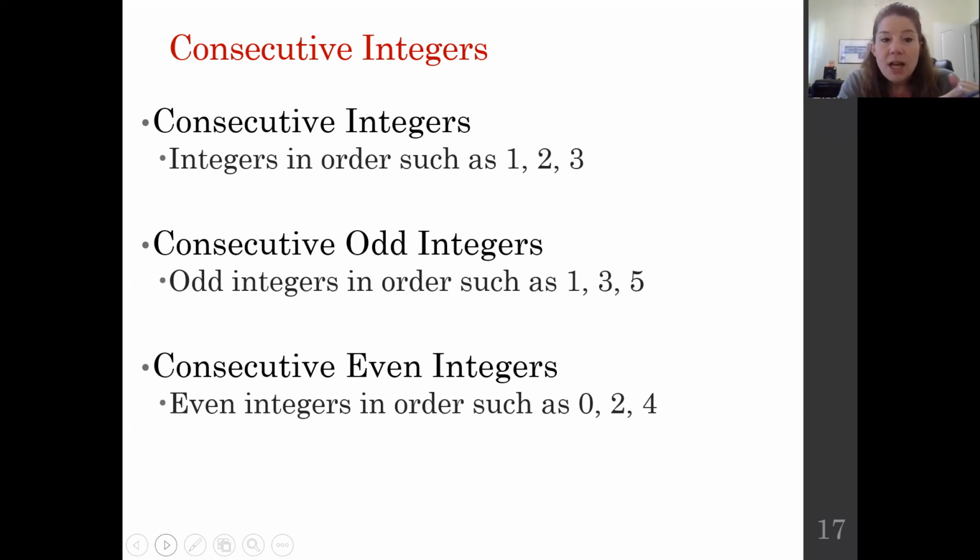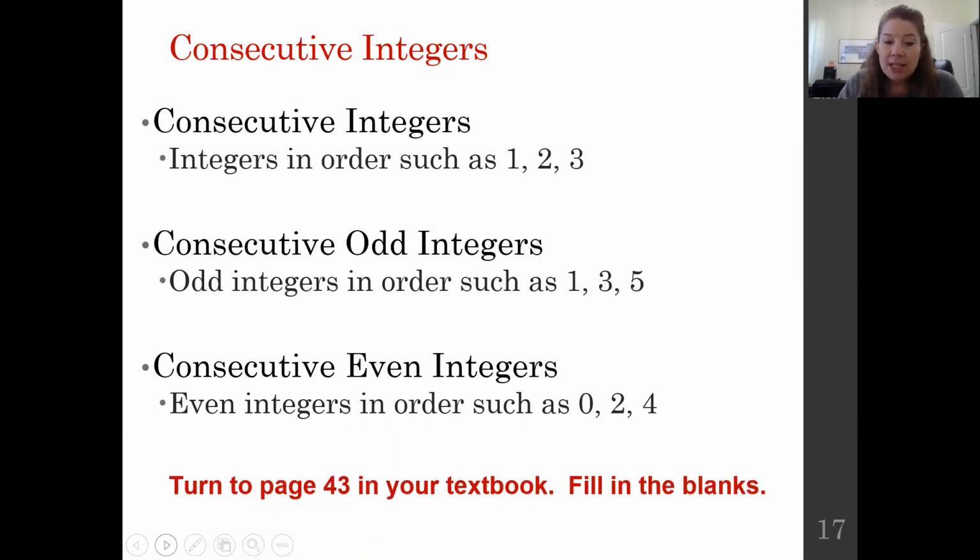So you need to know the word consecutive. You need to know what integers mean. And you also need, of course, to know what odd and even numbers are. So let's look at some examples that go with this type of problem. Oh, let's turn to page 43 in our book. So this right here, it says go to page 43.